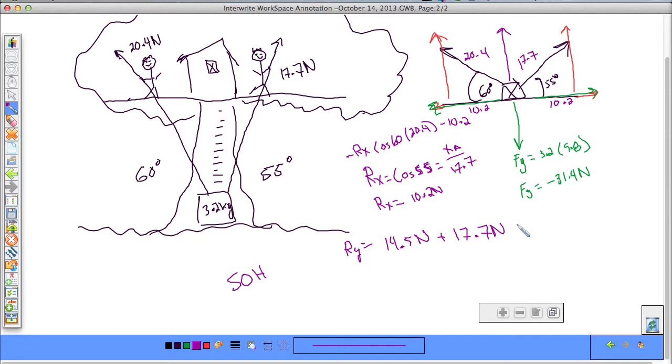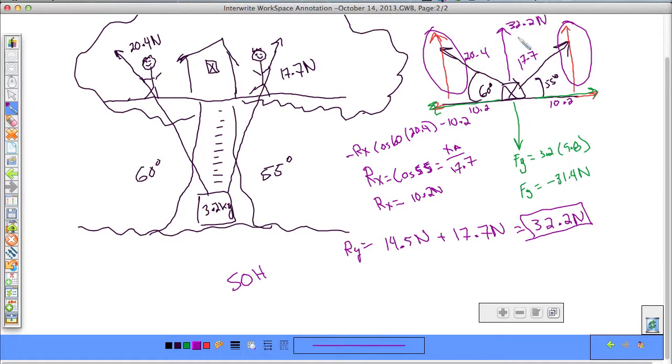And so I'm going to add those up, and 17.7 plus 14.5 is going to give me a total of 32.2 newtons up. So these guys right here, and hopefully you saw what I did. In the y direction, I had two vectors. I had this vector from Jacob and this vector from Enoch. And so we just figured out those two y direction vectors and added them together. Gives us a total of 32.2 newtons. So we have 32.2 newtons in the y direction.